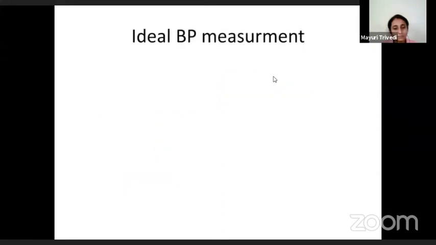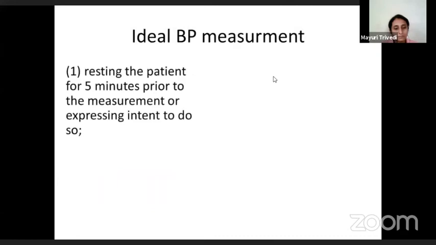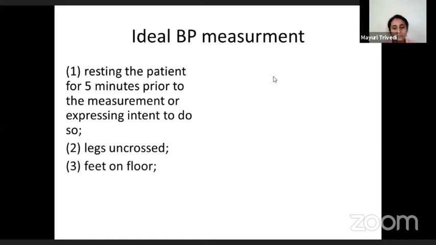So ideally, you know, when we talk of blood pressure measurement, अगर आप देखो कि methods क्या है, अगर textbook में देखो कि how blood pressure should be measured, ideally the patient should be resting for 5 minutes before measuring with no talking or drinking coffee or tea or anything like that. The legs should not be crossed over. Their feet should be flat on the floor. Their arms should be supported.